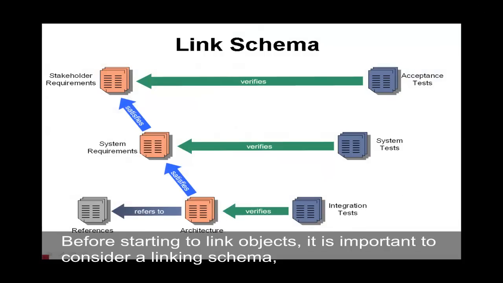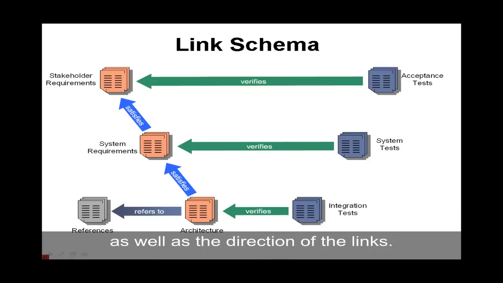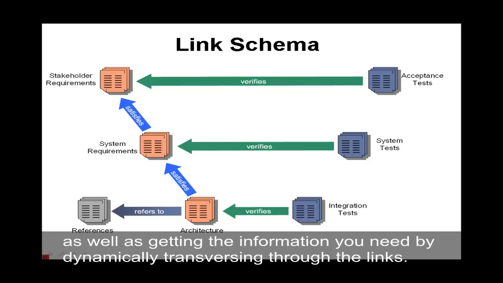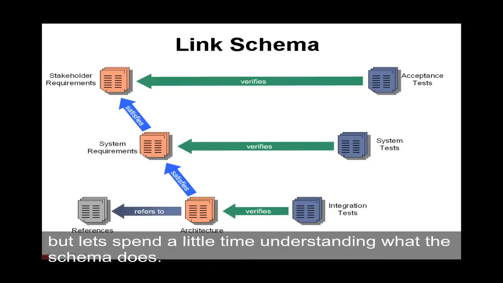Before starting to link objects, it is important to consider a linking schema which restricts the type of links that can be created between objects, as well as the direction of the links. A little diligence in creating a schema will facilitate understanding how and why objects are linked, as well as getting information you need by dynamically traversing through the links. Setting up a link schema is an administrative task and beyond the scope of this presentation, but let's spend a little time understanding what the schema does.